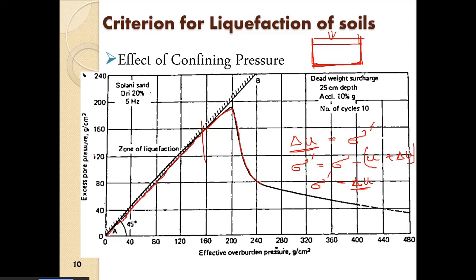So if the excess pore water pressure increases sufficiently high, higher than the initial effective confinement, the initial effective overburden pressure, then there will be liquefaction. Here in the lower regions, significant excess pore water pressure developed, so that it went up. So this is a zone of liquefaction here.